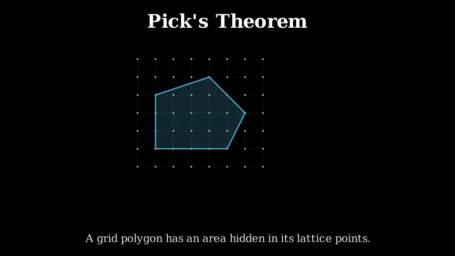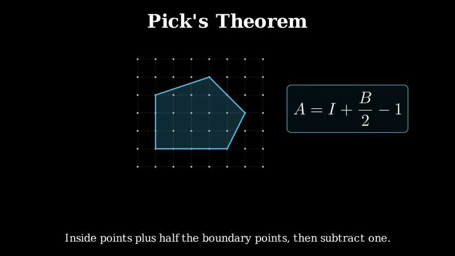A lattice polygon looks like it should need lengths and angles to measure its area. Pick's theorem says something stranger. Just count the dots. For a polygon whose vertices sit on grid points, the area is the number of interior lattice points, plus half the number on the boundary, minus 1.